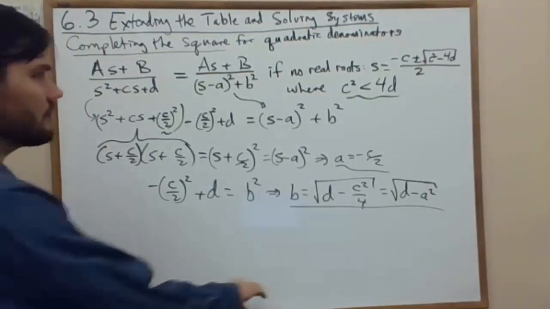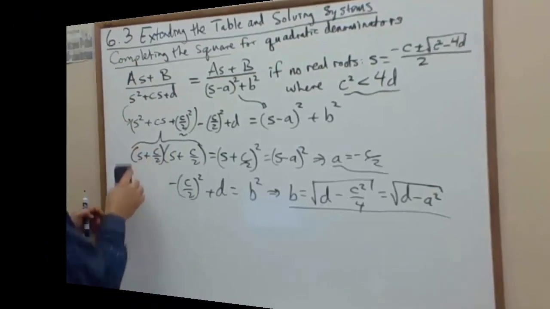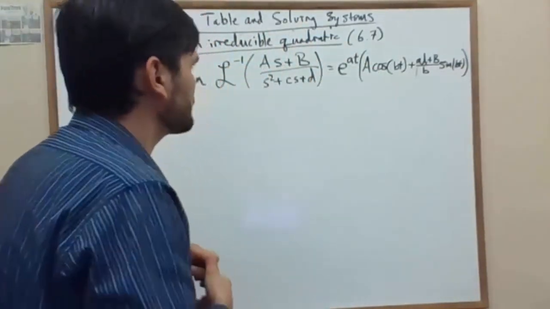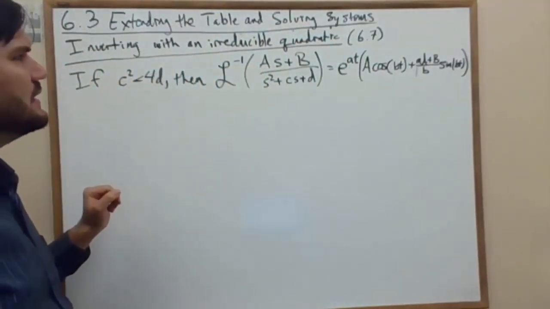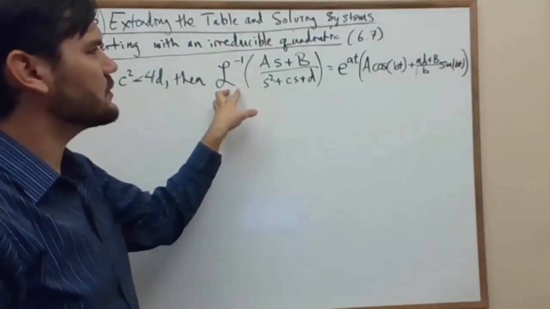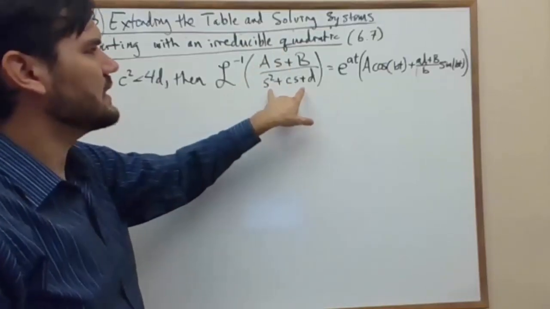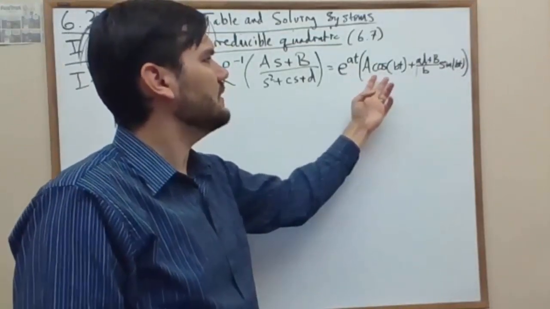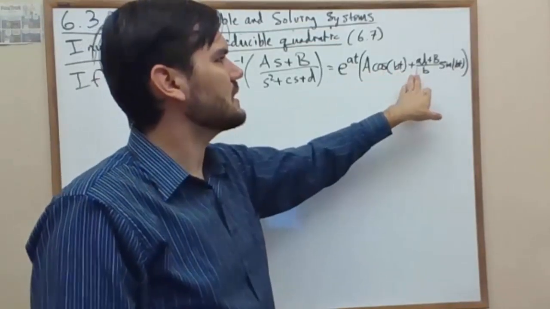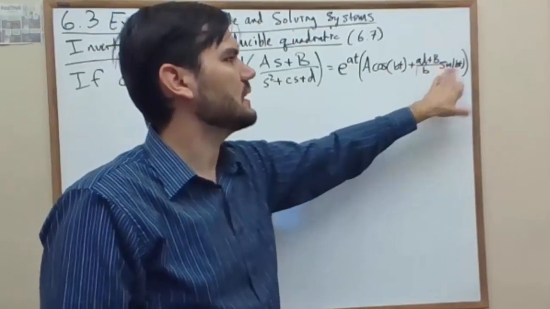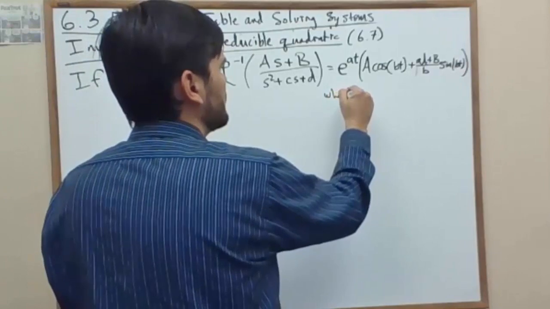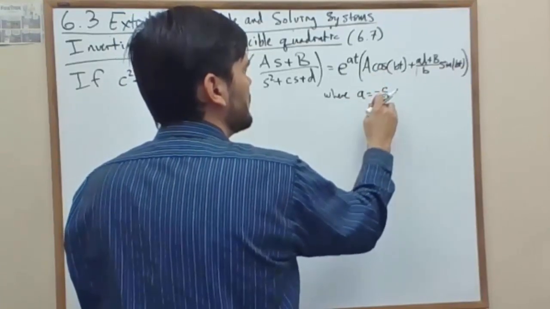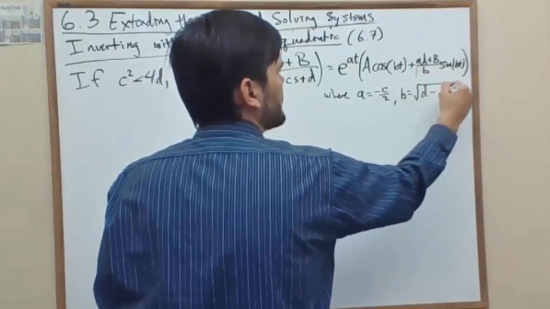Now let's look at the full transformation. Okay, so now let's look at the formula noted as equation 6.7 in the book. If c squared is less than 4d, then the inverse Laplace transform of As plus B over s squared plus cs plus d has the following components. We first have an exponential we can pull out. Then we have a times the cosine piece plus this combination of little a times big A plus B over little b times sine of bt, where a equals negative c over 2 and b equals square root of d minus a squared.